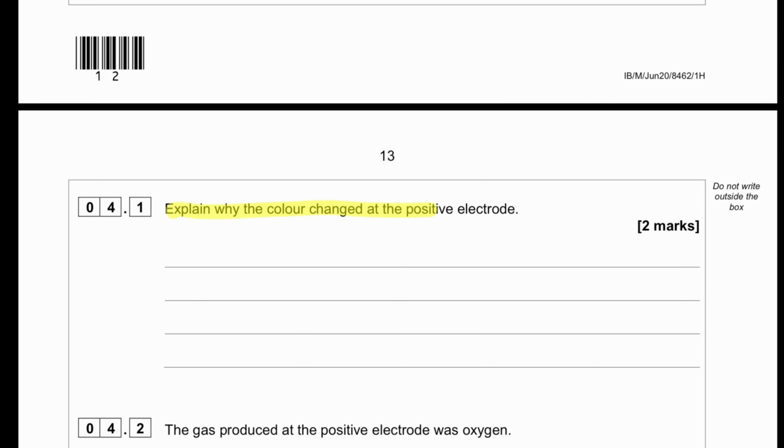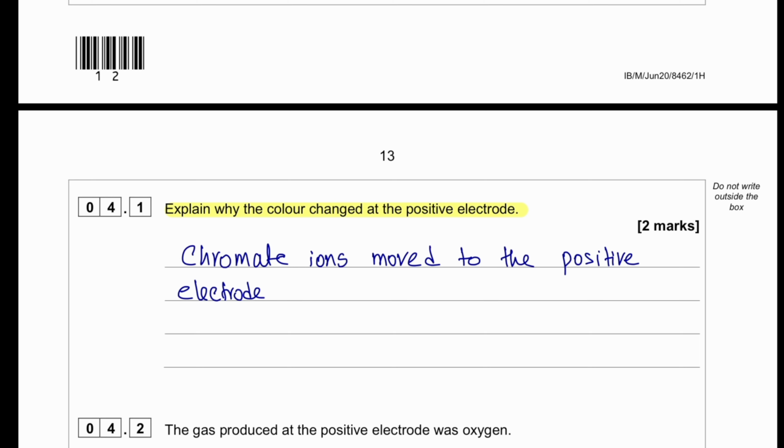Explain why the color changed at the positive electrode. We will say the chromate ions have moved to the positive electrode, because chromate ions are negatively charged and the positive electrode is the opposite charge, and opposite charges attract each other.